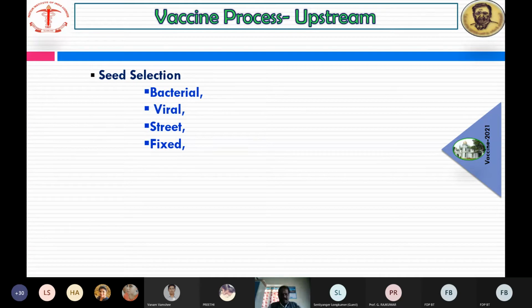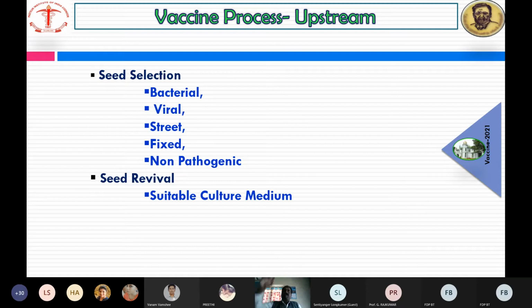A street virus means we do not know the incubation period, infected titer, and how big it grows. But a fixed virus, we obtain by subculturing. We know the incubation period, the infected titer, how long it takes for multiplication, everything is fixed. That fixed virus is non-pathogenic and also highly immunogenic. So the seed selection goes for that. Then immediately I'm going for seed revival.